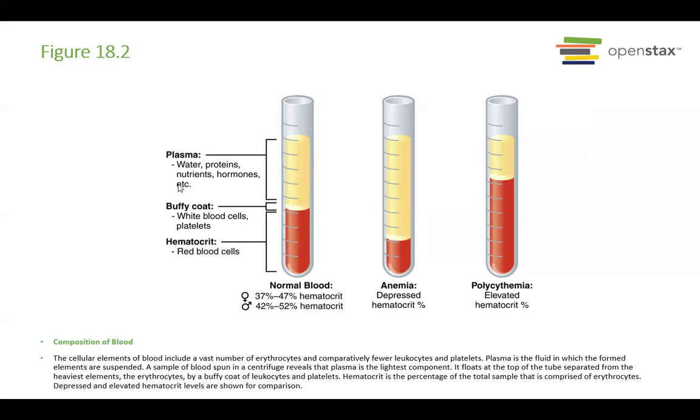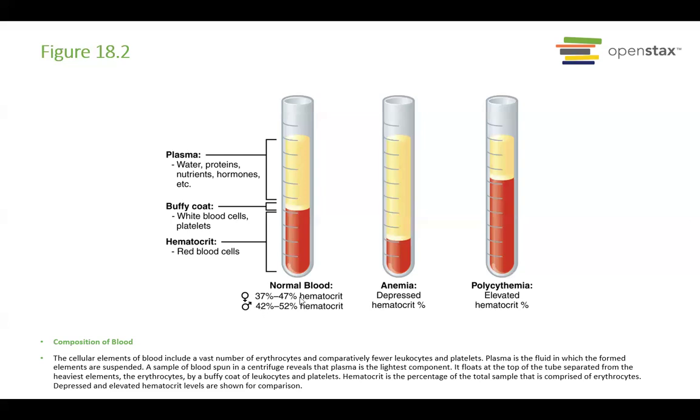So that is about 55%. That's made up of water, proteins, nutrients, and hormones, and so on. The buffy coat is the middle layer that makes up about 1% of our blood. And below that is your red blood cell content, the erythrocytes, that's about 45%, which is the hematocrit. A patient who's suffering from anemia has a low red blood cell count, and they will have a depressed or low level hematocrit.